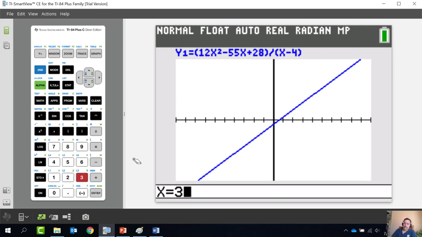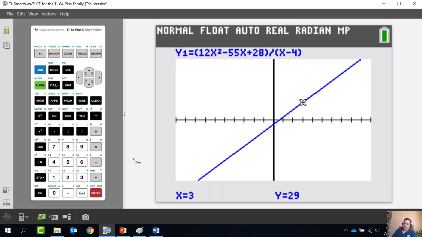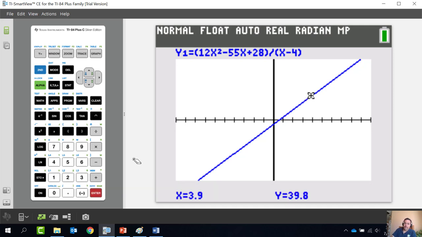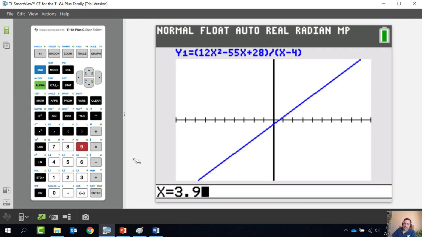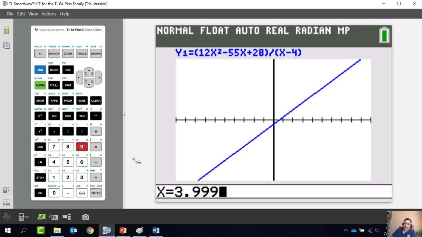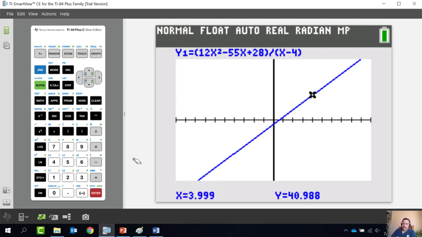So here, when we plug in 3, we're at 29. Plug in 3.9. We're at 39.8. Plug in 3.99. We're at 40.88. Plug in 3.999. And you're at 40.988. You see that you keep going up, but it's not without bound. We seem to be bounded.